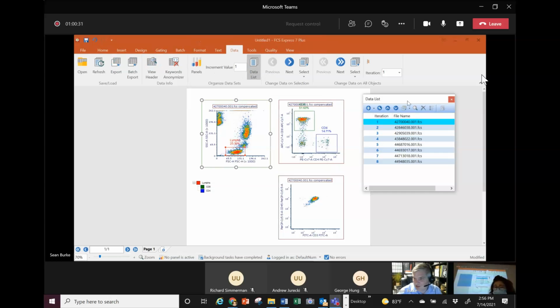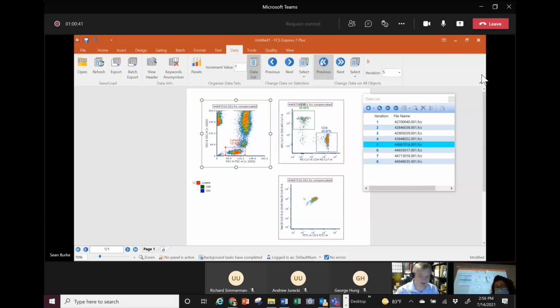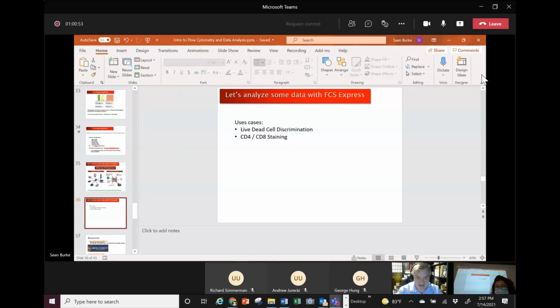And then again, like I mentioned before, just quickly navigate through the data, and you can look at the changes and the statistical differences between these different treatments, between these different tubes, between these different cell types, and really gather the information you need. Okay? So I think that's enough on an overview of flow cytometry and an overview of the data analysis today.